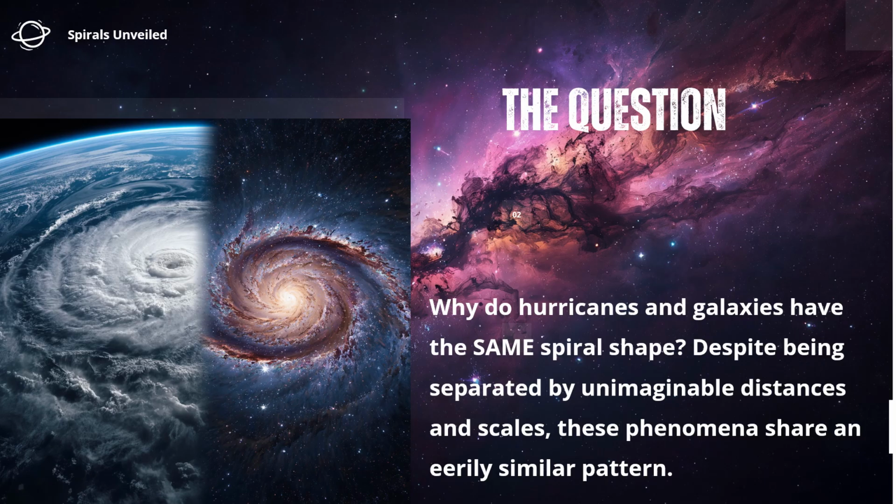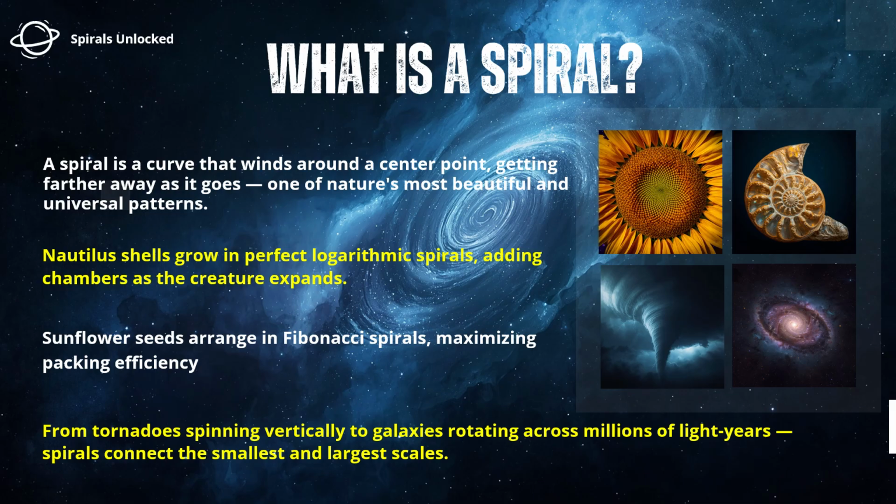Yes, mathematics. Let's explore. A spiral is a curve that winds around a center point, getting further away as it goes. One of nature's most beautiful and universal patterns. Nautilus shells grow in perfect logarithmic spirals, adding chambers as the creature expands, a living example of mathematical beauty. Sunflower seeds arrange in Fibonacci spirals, maximizing packing efficiency, nature's own mathematical optimization.